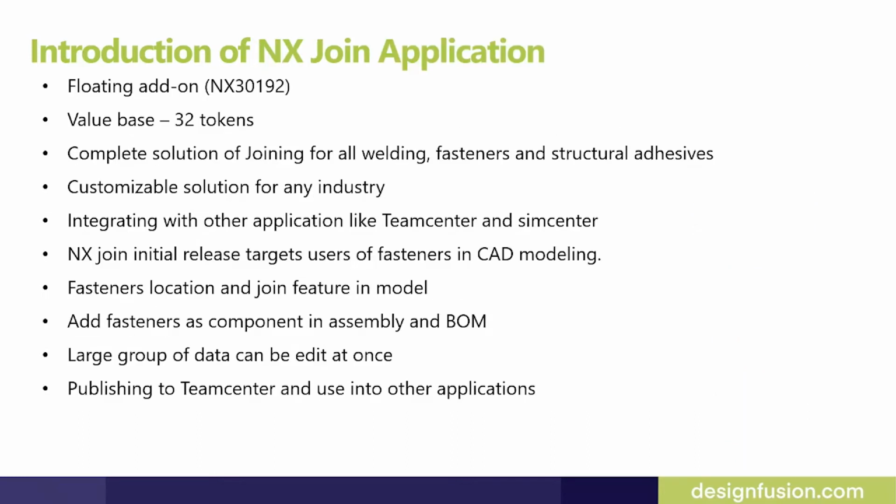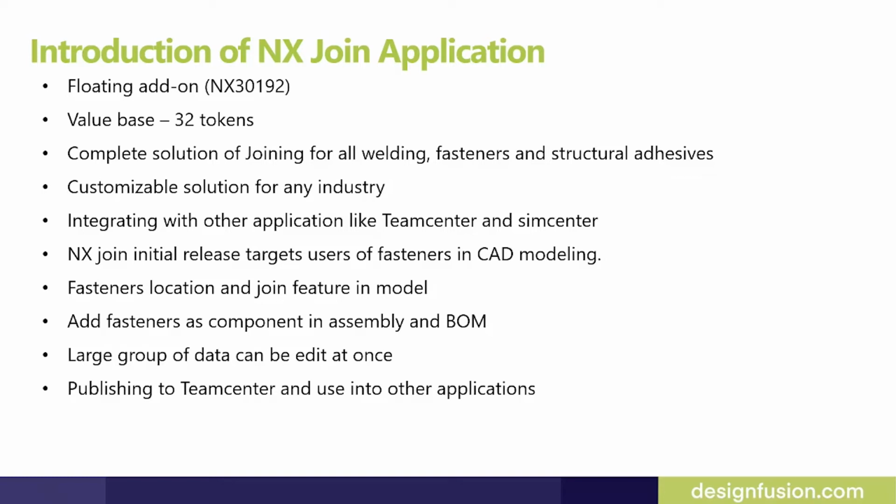So first we can start with some information about licensing for the NX joint application. NX joint is a floating add-on module, NX 1926. If you are using value-based licensing, then it will require 32 tokens.